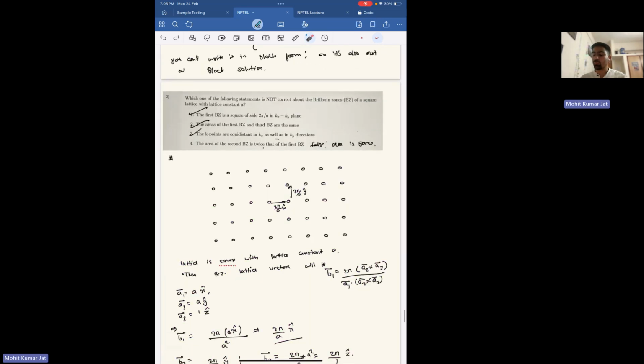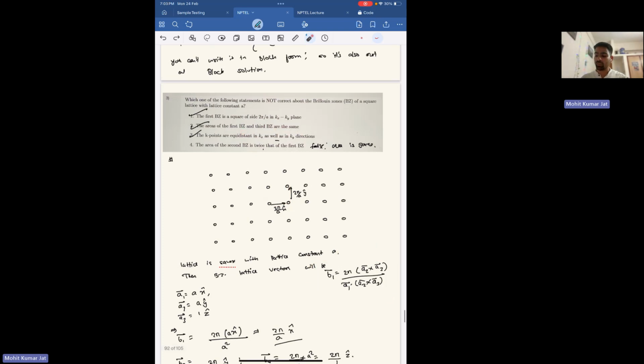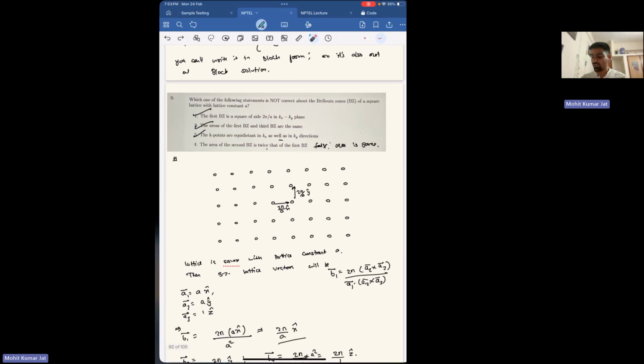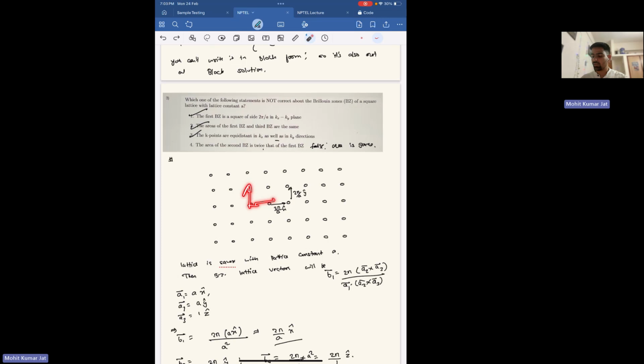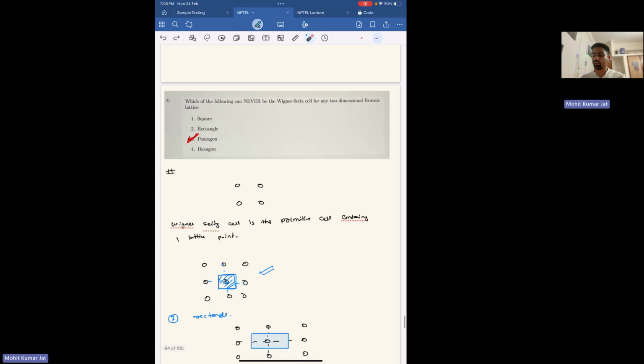The third problem is which of the following statements is not correct about the Brillouin zone. The first Brillouin zone is a square of 2 pi by a in the kx-ky plane, right? We derived it like this. The area of the first Brillouin zone and third Brillouin zone are the same. Yes, all of the Brillouin zone areas are the same. The k points are equidistant in kx as well as in ky direction. Yes, they are equidistant, as you can see here. This is also 2 pi by a, and this is also 2 pi by a. The area of the second Brillouin zone is twice that of the first Brillouin zone. No, this is false, because the area of all Brillouin zones is the same. You can calculate it also.